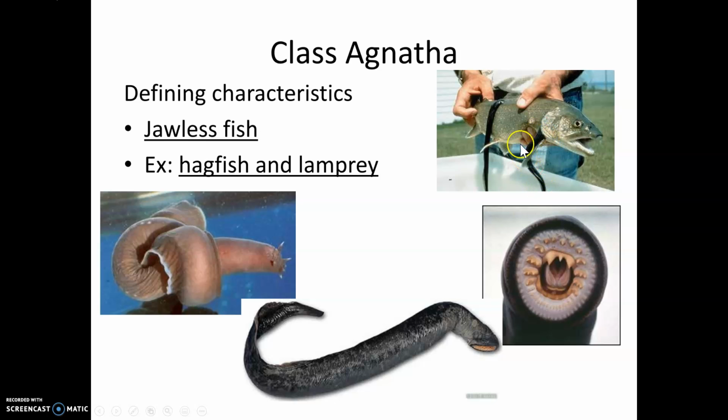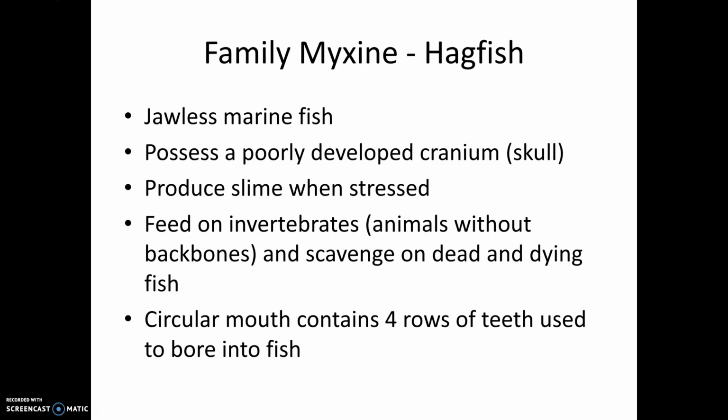And honestly, I think these types of fish are pretty terrifying, and we're going to see why in just a second. So in the family of hagfish, we see the hagfish, again, our jawless marine fish. Poorly developed skull and cranium, which is kind of why they look like eels. They produce slime when they are stressed, and they feed on invertebrates, so animals without backbones. And they will also scavenge on dead and dying fish.